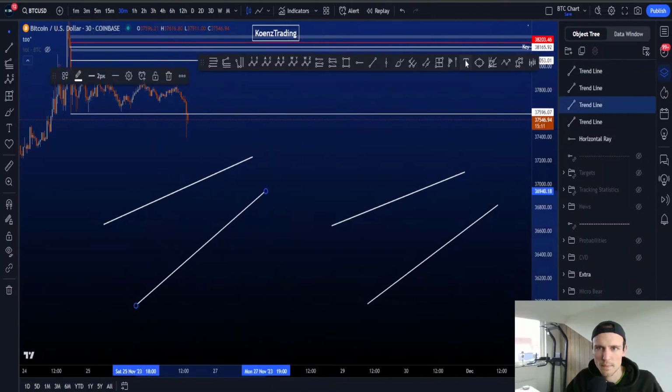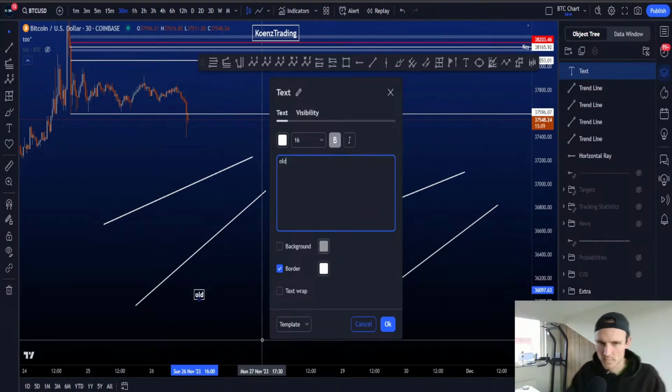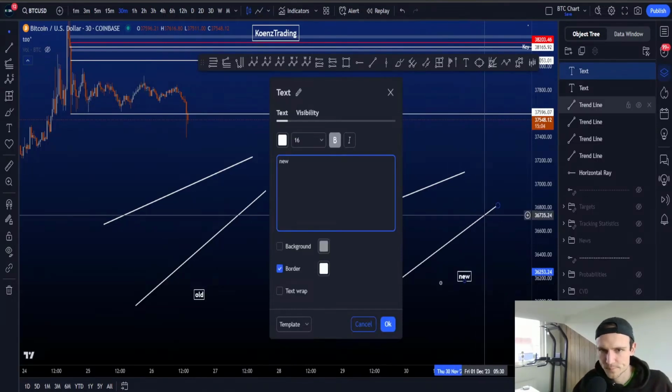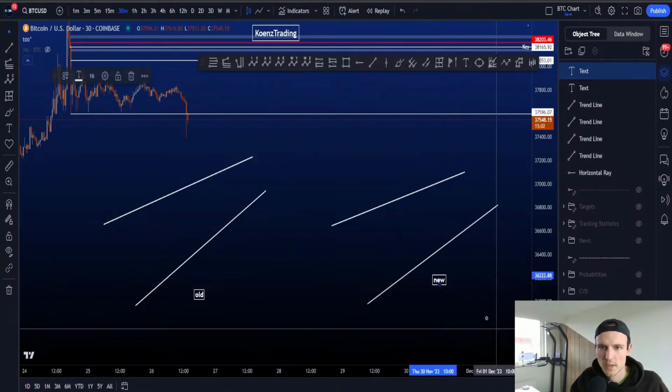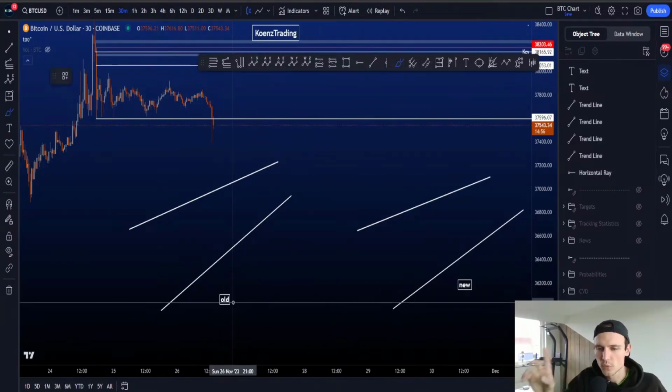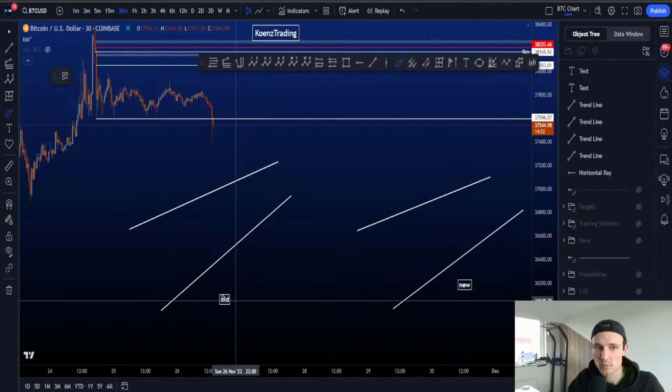So, old, new. Okay, the old Elliott Wave diagonal. The rules, at least, because a diagonal remains a diagonal, right? But it's about a change in the rules.